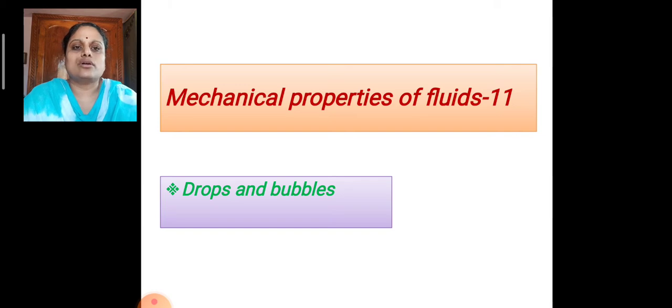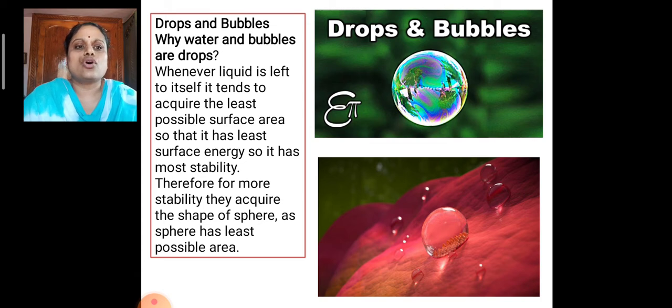Let us discuss drops and bubbles. You might have seen drops and bubbles. So, why are water drops and bubbles spherical? Whenever a liquid is left to itself, it tends to acquire the least possible surface area so that it has the least surface energy and so it has the most stability. Therefore, for more stability, they acquire the shape of a sphere, as a sphere has the least possible surface area.